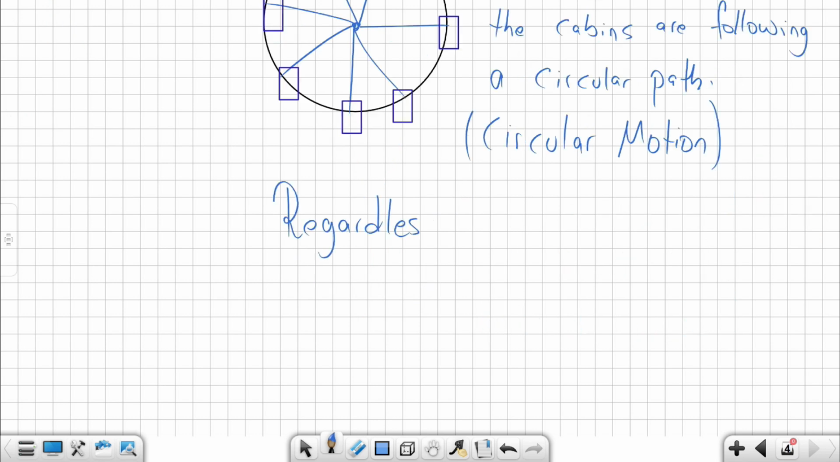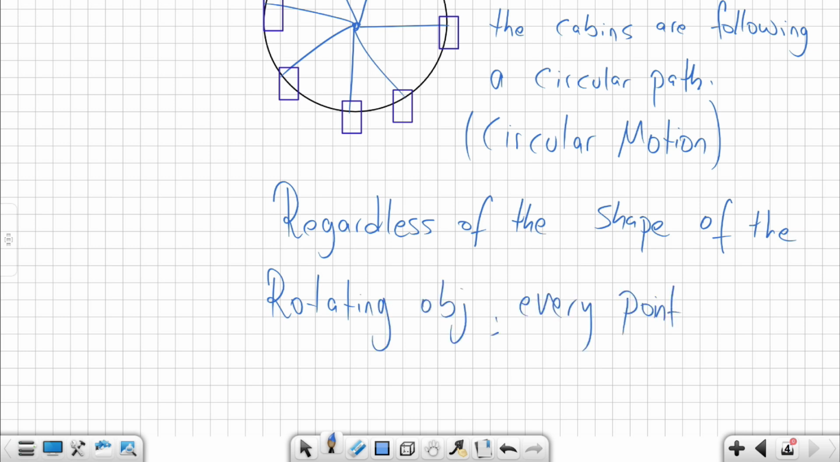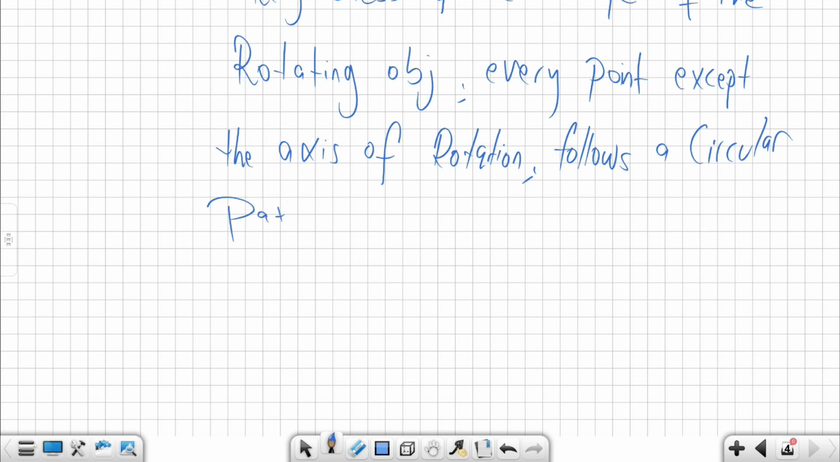So regardless of the shape of the rotating object, every point except the axis of rotation follows a circular path. So every point is in circular motion. So we need to know what a circle is.